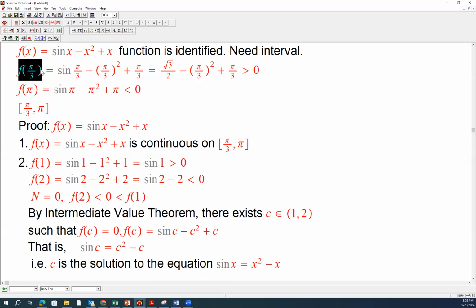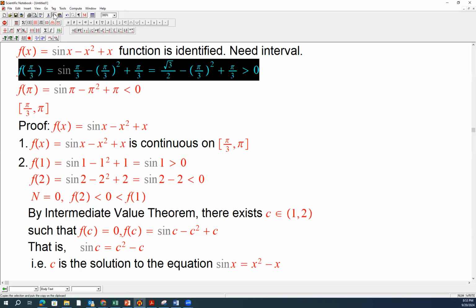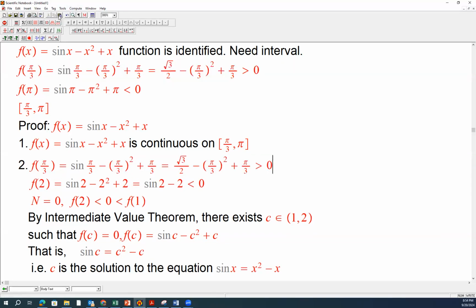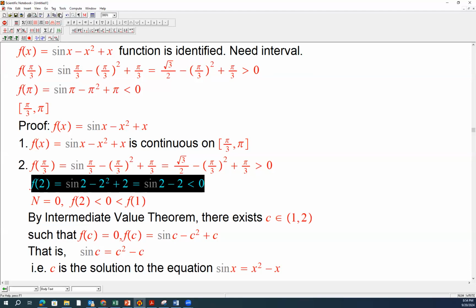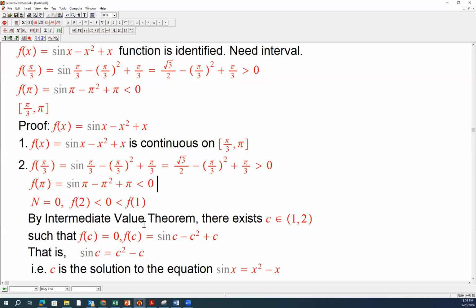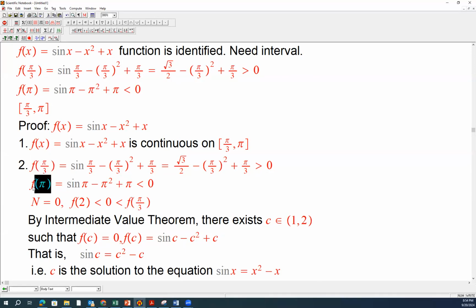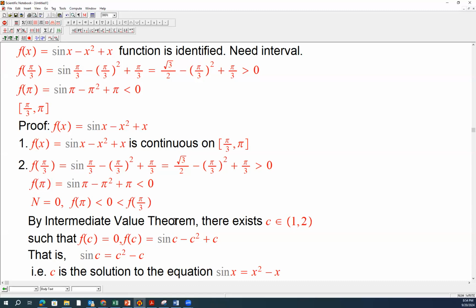And f of pi over 3 is going to be positive, right? F of pi is negative, right? And in between, f of pi over 3 is positive. If you like, do that. I really don't care that much about it because I feel it's not really necessary. Okay, so 0 in between. Do you need to mention capital N? You don't have to. It's optional. I can take it away.